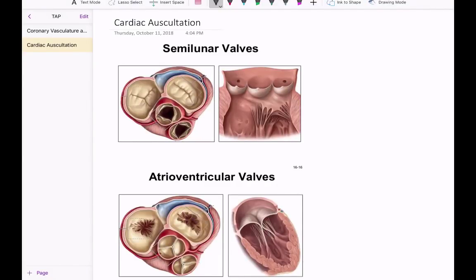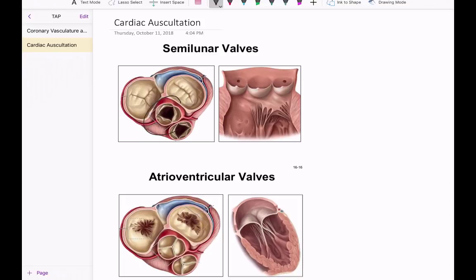Hi everyone, this video is on cardiac auscultation and how it relates to the semilunar valves and the atrioventricular valves. Here I have two pictures from the Tema textbook, the 3rd edition, showing at the top the semilunar valves, which are the aortic valve and the pulmonary or pulmonic valve.